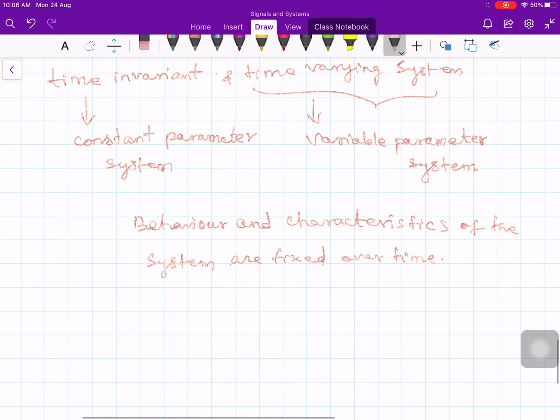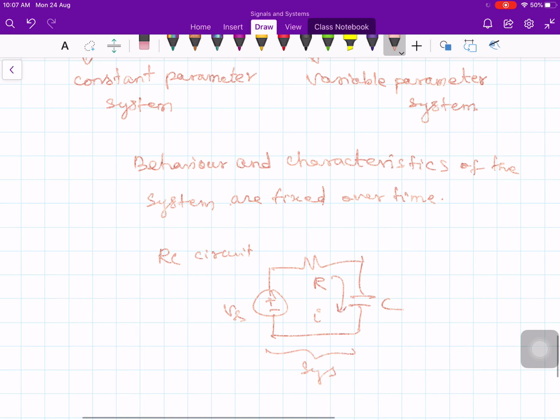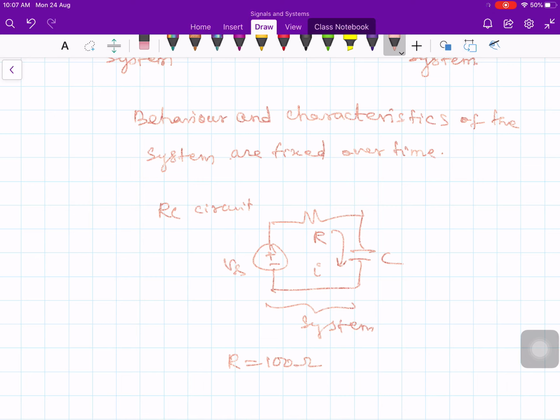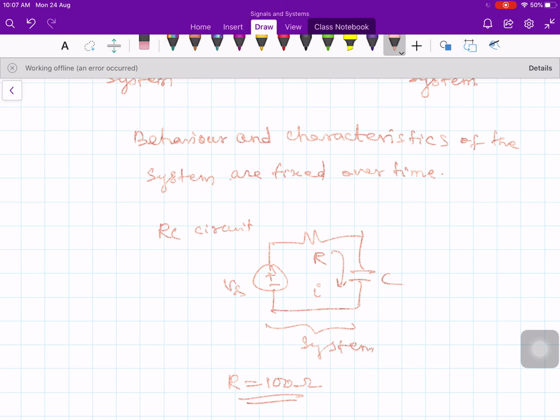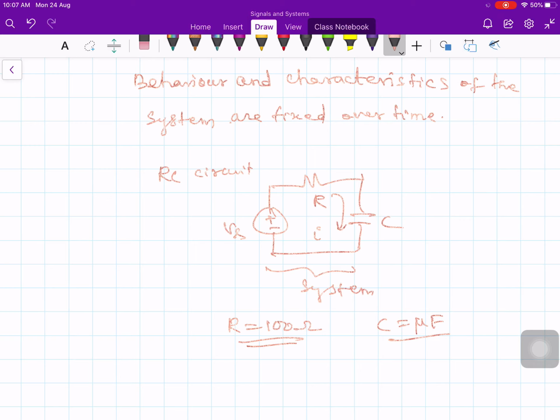For example, if you take an RC circuit, like this is C, this is R, and this is Vs, and this is I. Okay, and this system is an example of time invariant if the resistance and capacitance values are constant over time. Suppose let us say if R equal to 100 ohms, then this 100 ohms would be the same either you measure today or tomorrow or after 1 year, and let us say C equal to 1 microfarad, and the same 1 microfarad will be there today or yesterday or tomorrow or whatever it is, or even after 1 million years. Then you say that system is like a time invariant system.